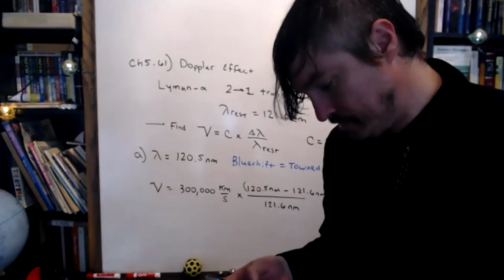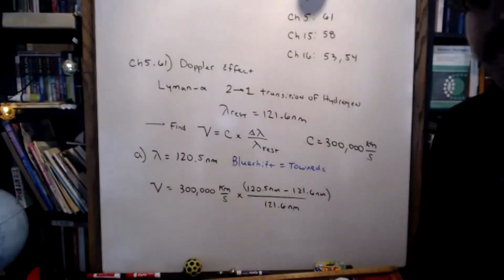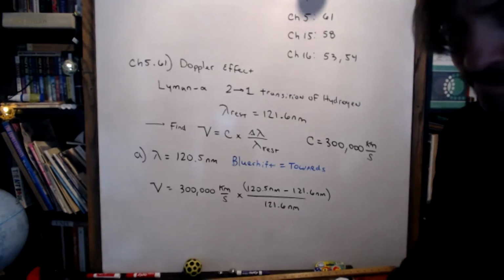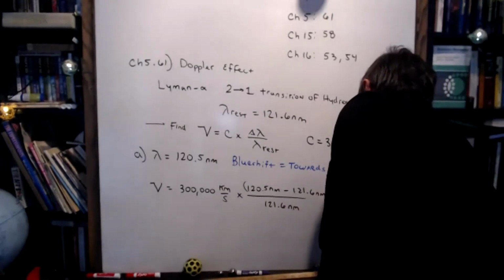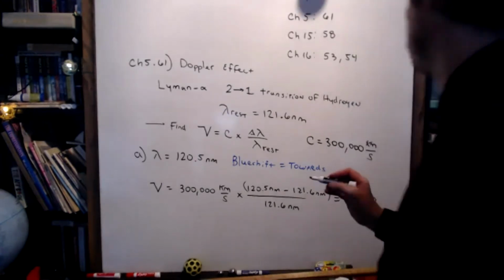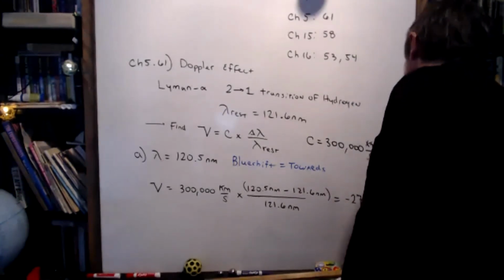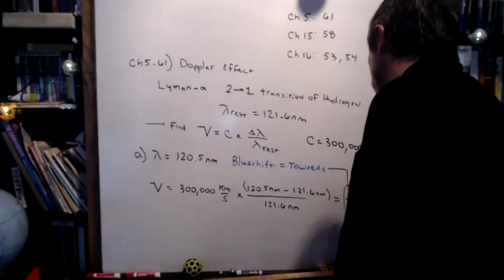Is it 9 times 10 to the negative 3? Did you multiply by 300,000? Oh no, I didn't do that. I got negative 2,700. Units? Kilometers per second. Excellent. Christopher, do you know what the negative means? That it's moving away. No, that it's moving towards.